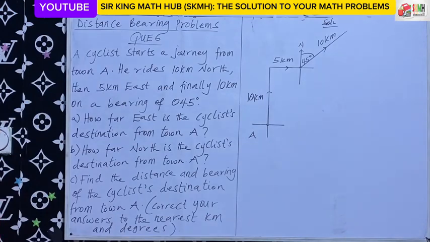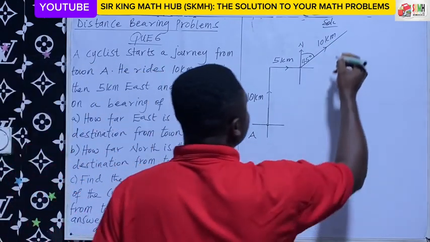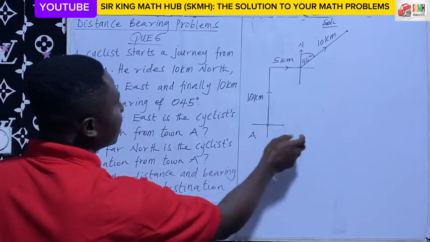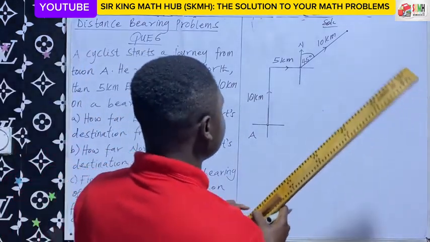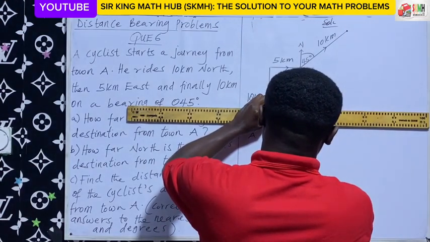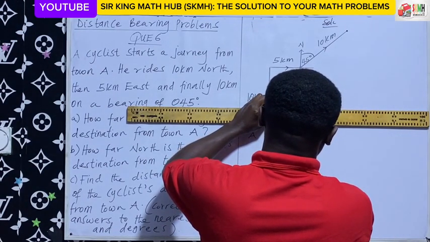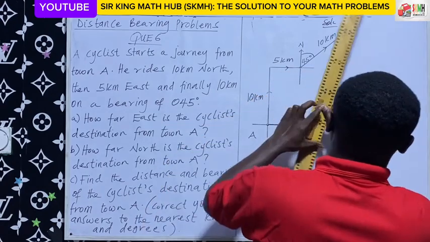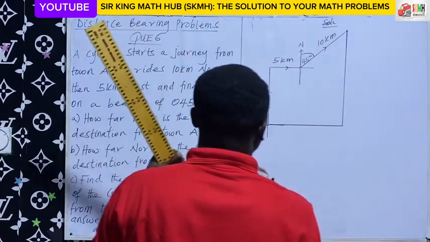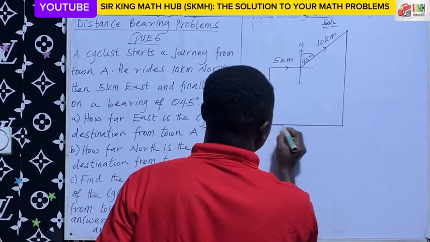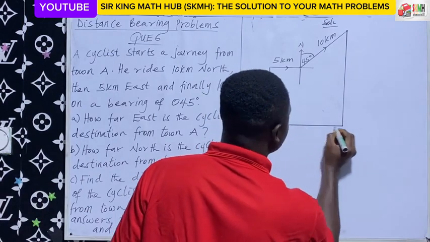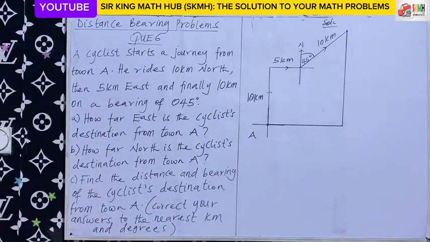A, how far east is the cyclist's destination? So this is his destination. So how far east is the cyclist's destination from town A? So this is how far east they have traveled. So this distance here from A to this point represents how far east they have traveled.